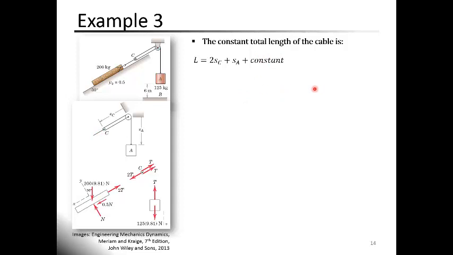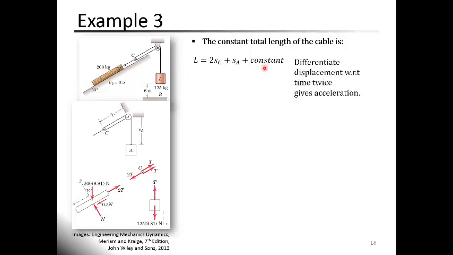But SC, the position of point C, and SA, the position of the block A, are the variables. They change when the system moves. For example, SA becomes larger and SC becomes smaller. So these are the variables, but L, the length of the cable, is constant. The constant here is any number.